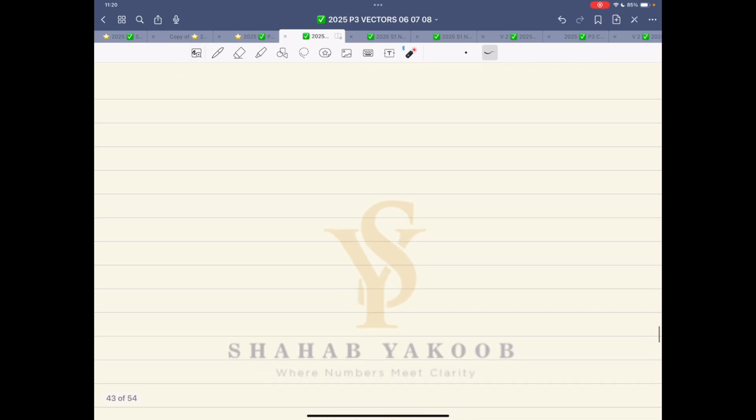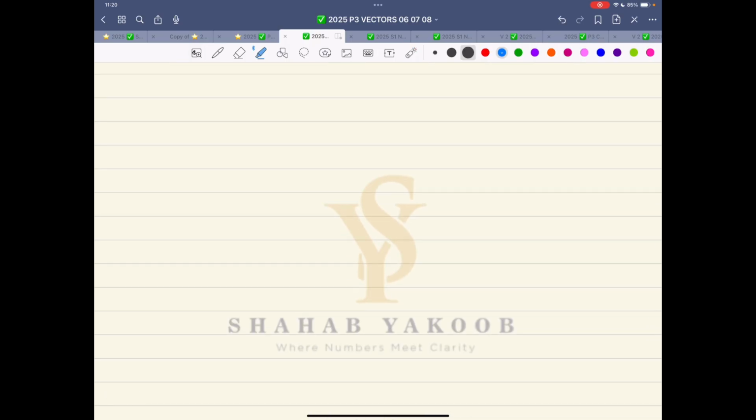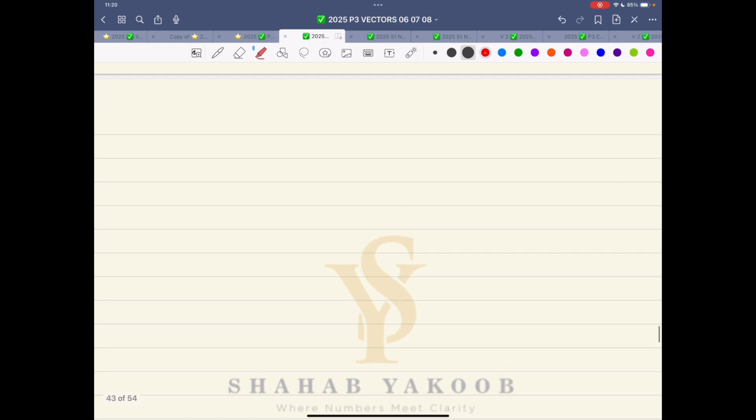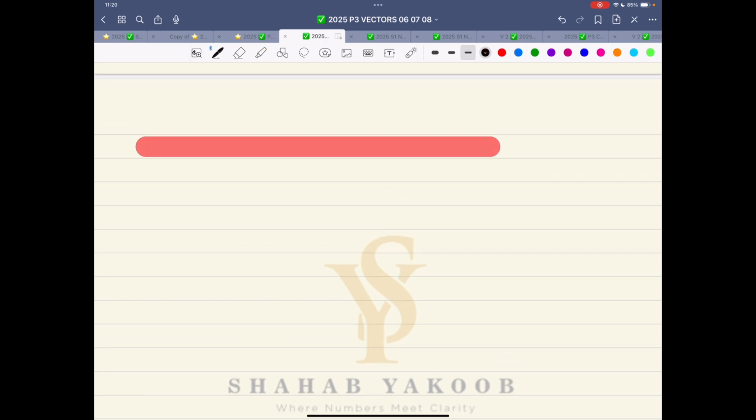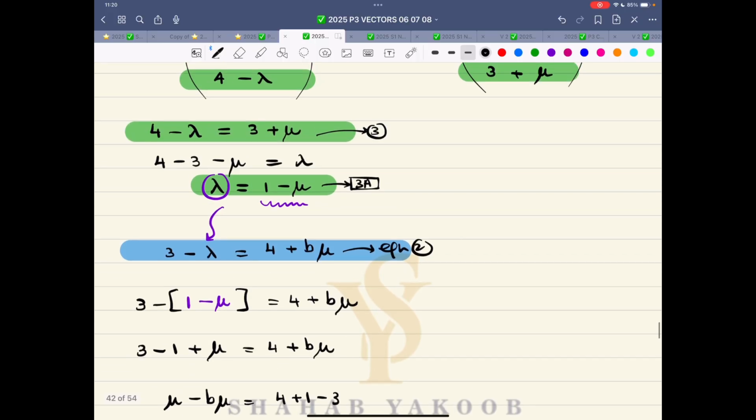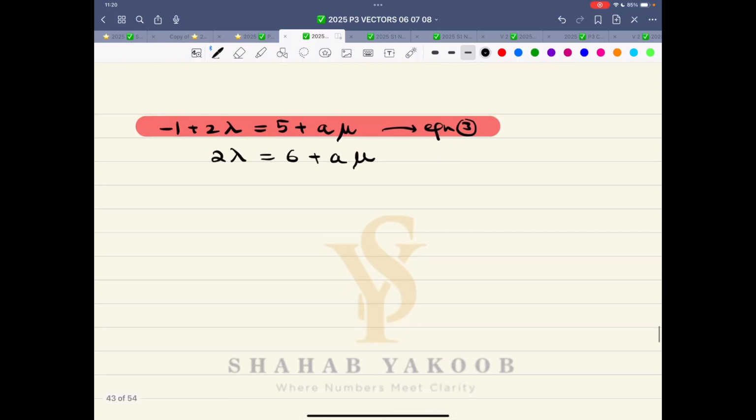Which is minus 1 plus 2 lambda equals 5 plus a mu. So let me draw a red strip over here. And now let me write it. That is minus 1 plus 2 lambda equals 5 plus a times mu. This is equation number 1. And 2 lambda, I'm making it the subject. 5 plus 1 is 6 plus a times mu. Now use this thing, that is the green one. Lambda is 1 minus mu.